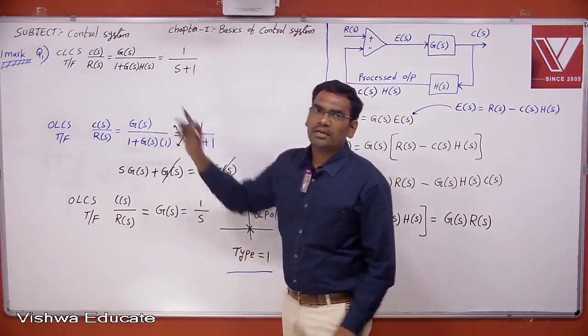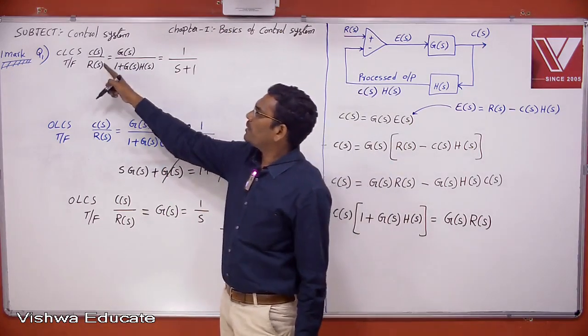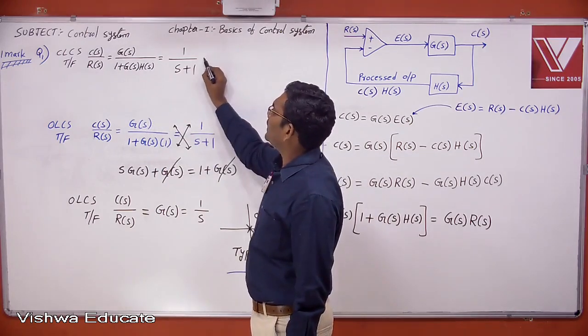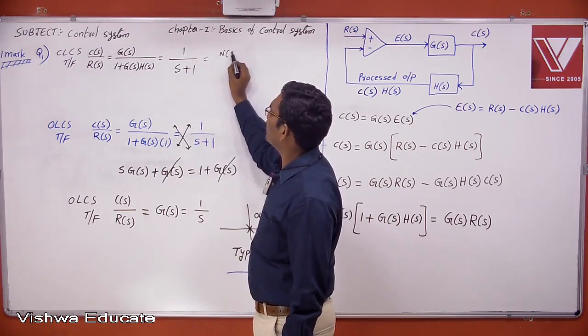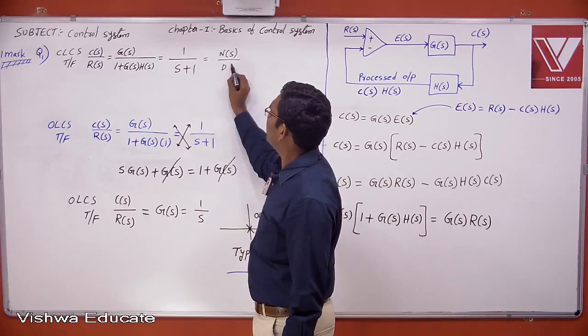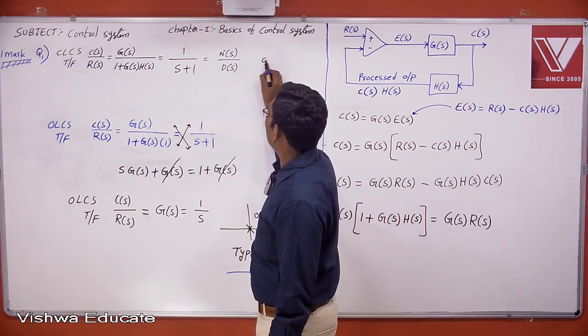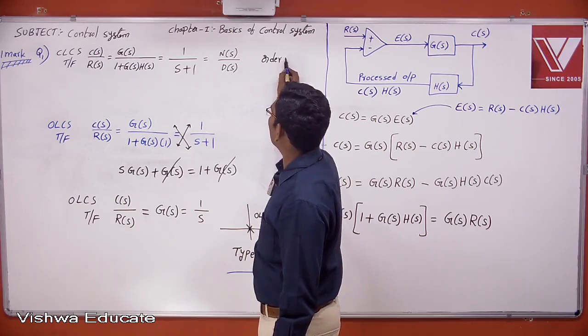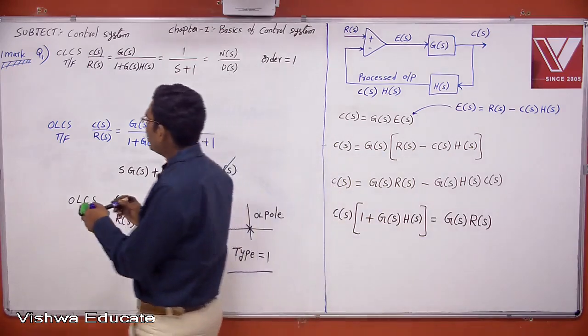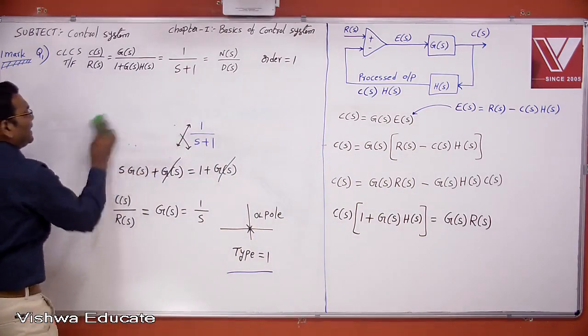Now, this is which control system? This is a closed loop control system. You can find the type directly. This is the numerator polynomial. This is the denominator polynomial, and we have already found order equal to 1. Then what do we want to find? I want to find the type.